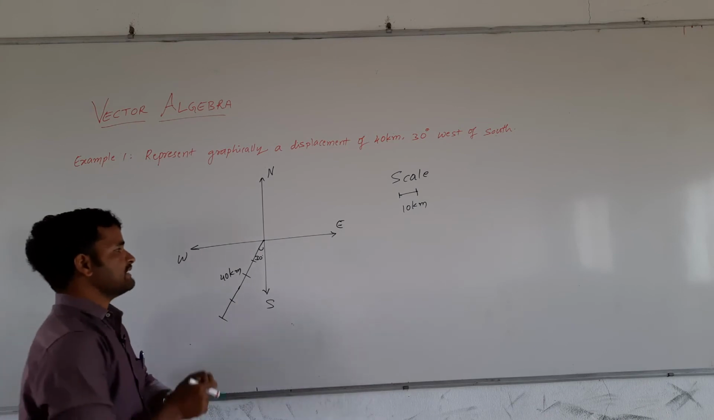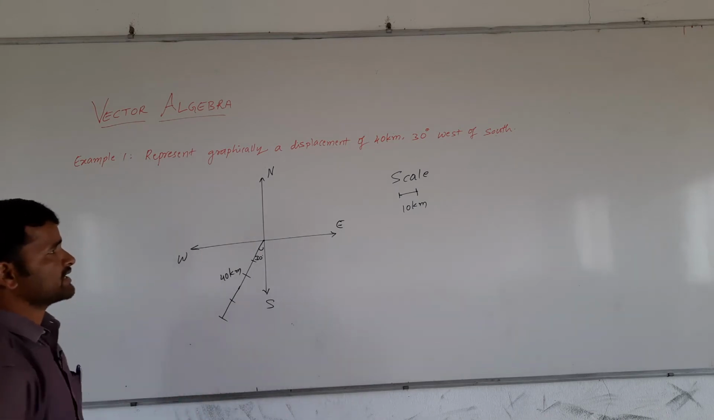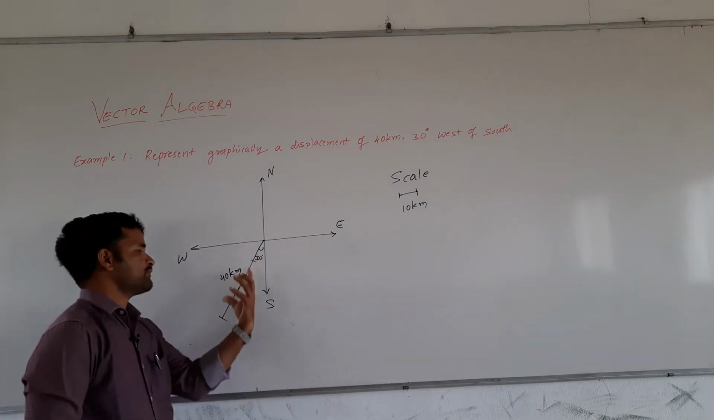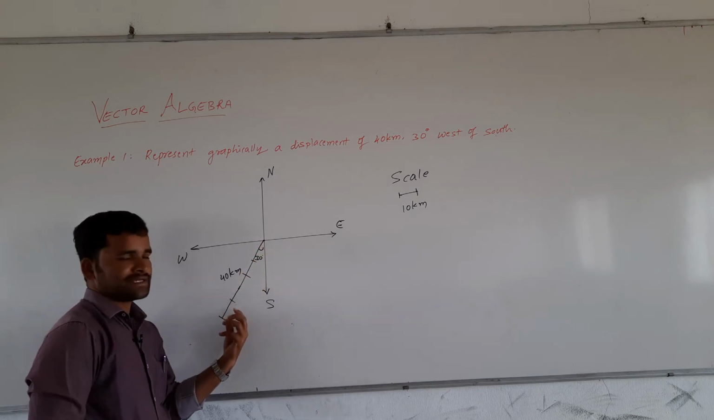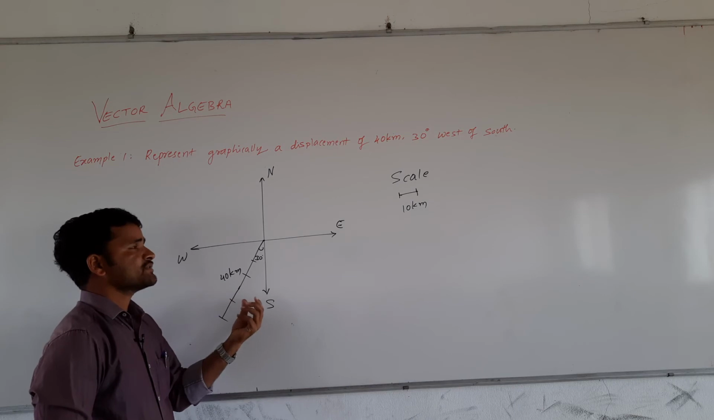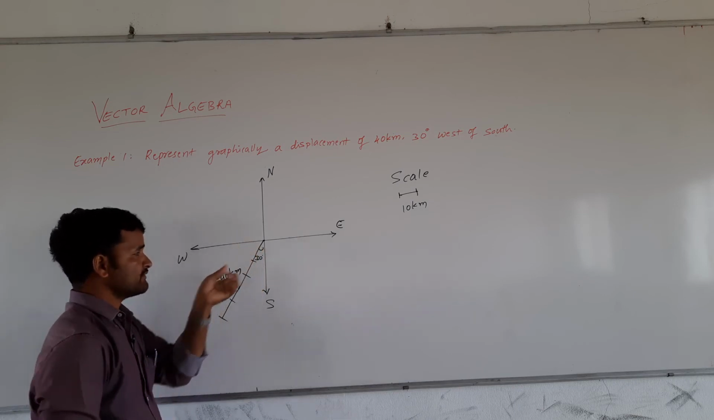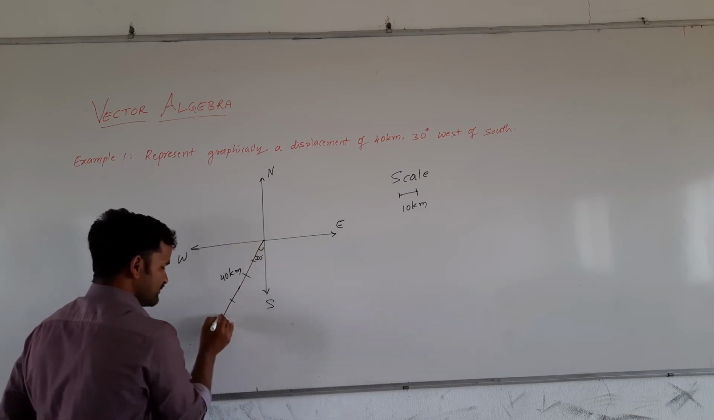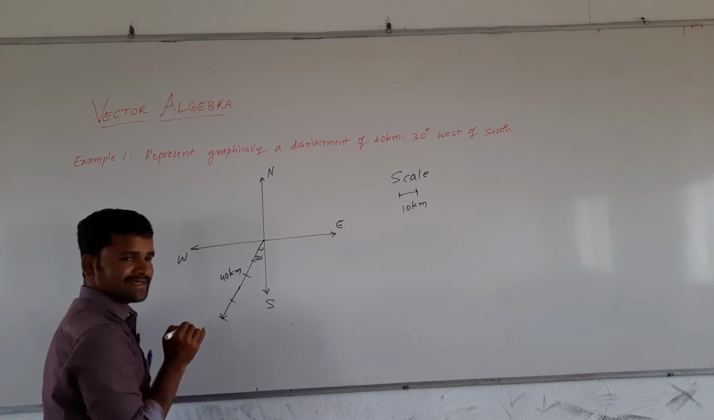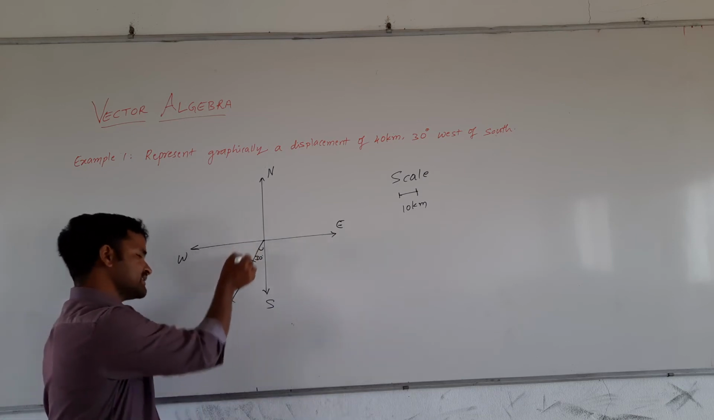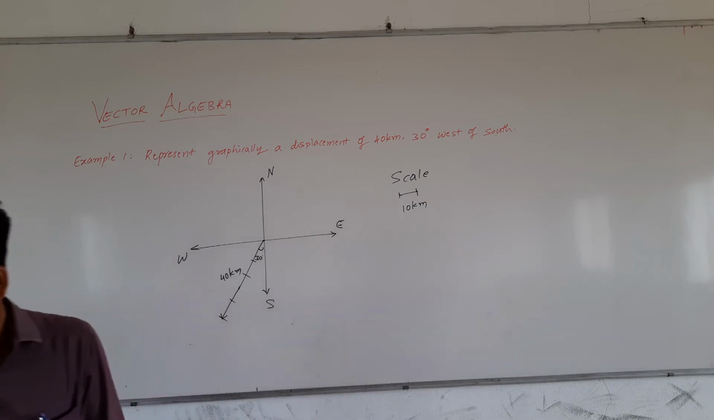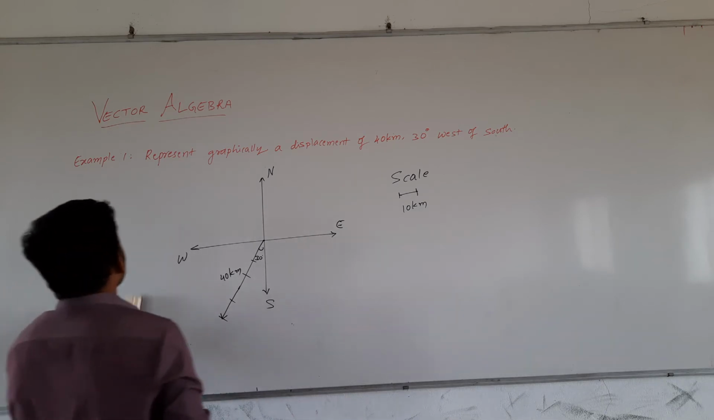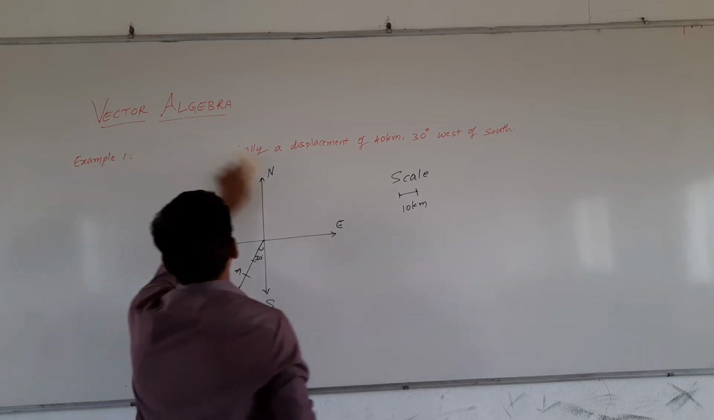Means graphically we are representing a vector here, which has the magnitude of 40 kilometers: 10, 20, 30, 40 kilometers. And the direction is 30 degree west of south. We have to represent it like this, starting from the point and ending at this. Okay. This is about example 1.